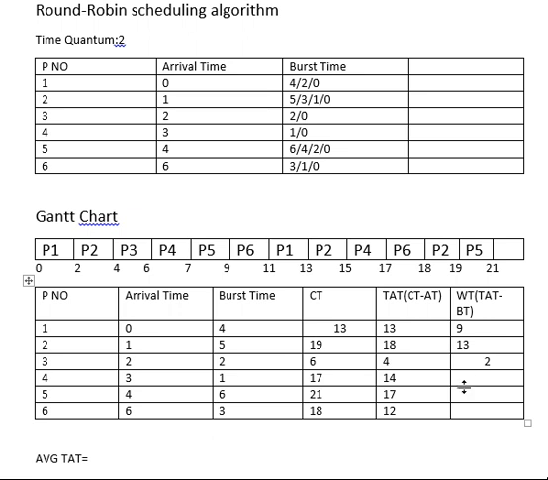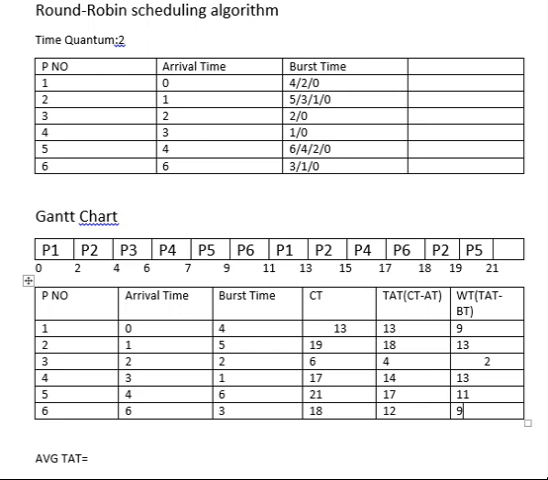4 minus 2 is 2. 14 minus 1 is 13. 17 minus 6 is 11. Is 9. 12 minus 3. So that's your waiting time and that's your turnaround time.